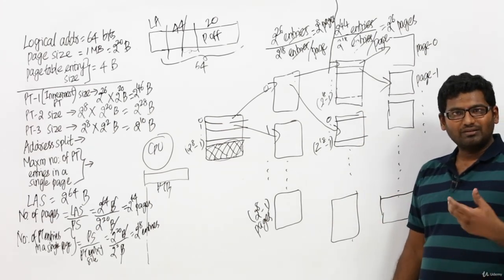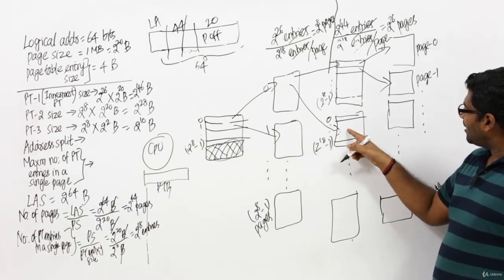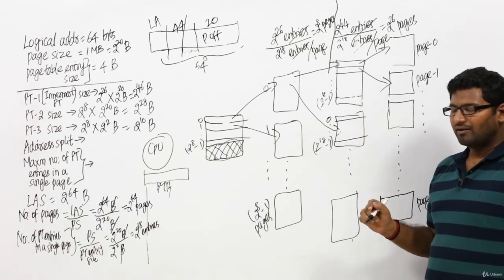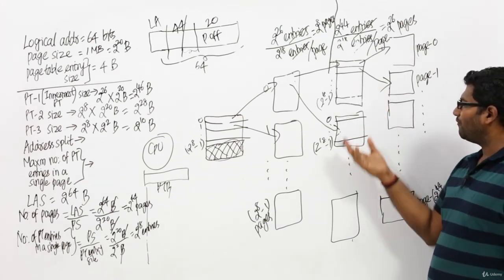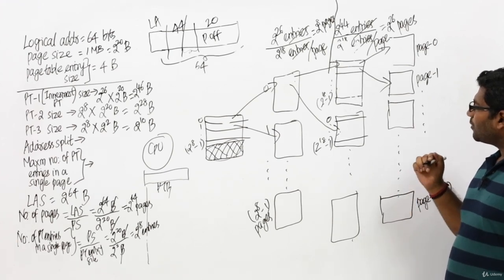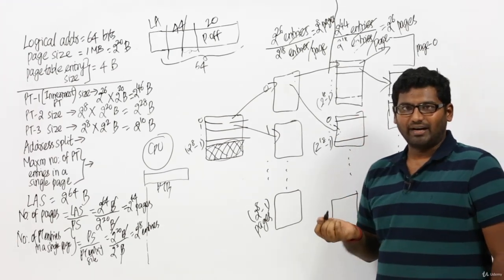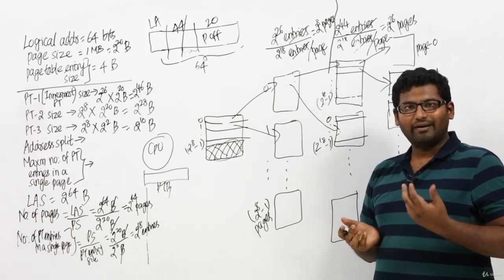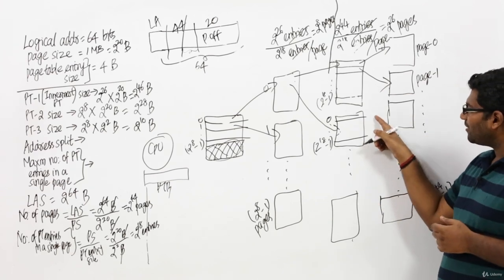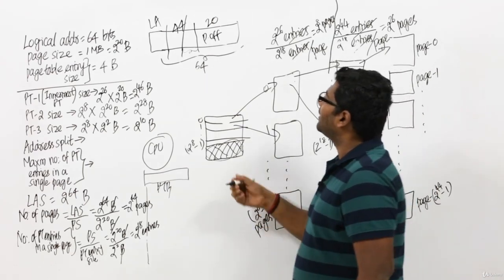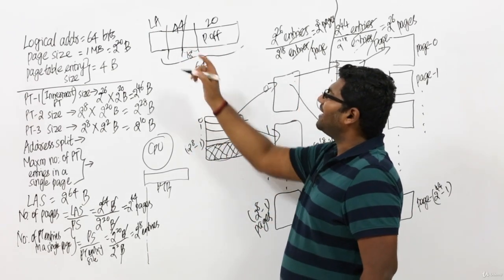I need to pick one among these 2 power 18 entries in order to know the frame number through which I will be able to reach one of the pages of the process, right? I don't know which page it is. So in order to pick one entry among 2 power 18 entries, I need a total of 18 bits. I need to denote the entry number using 18 bits because I have a total of 2 power 18 entries. So I will maintain a total of 18 bits in this region. This region will have 18 bits.